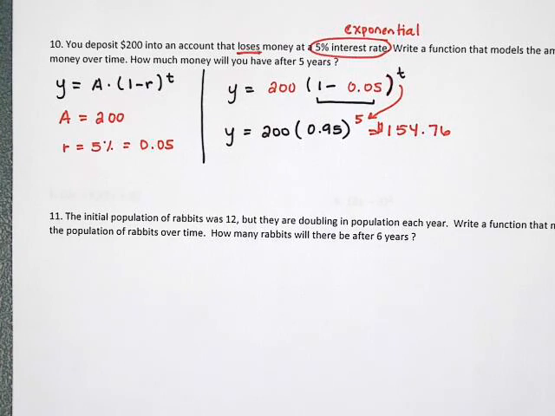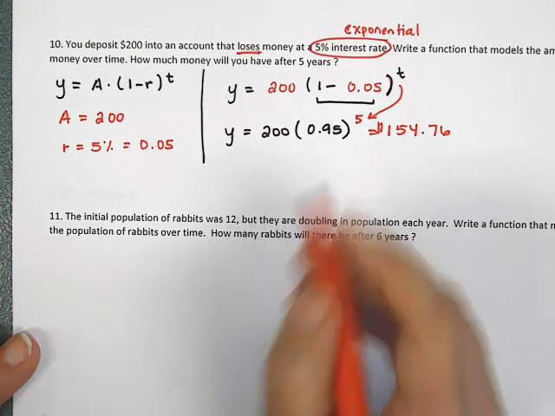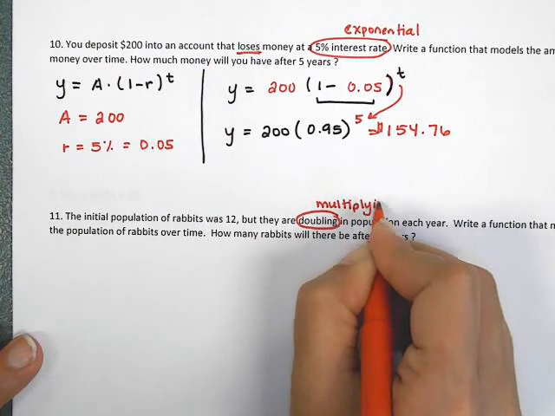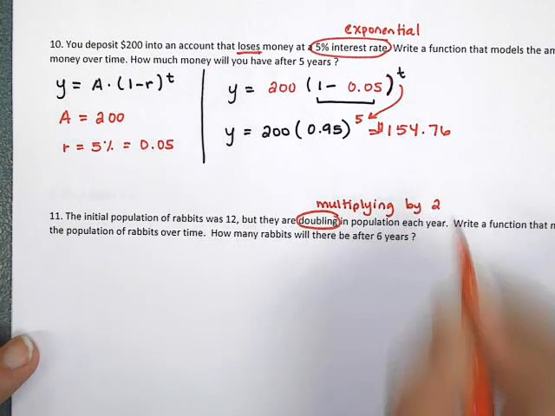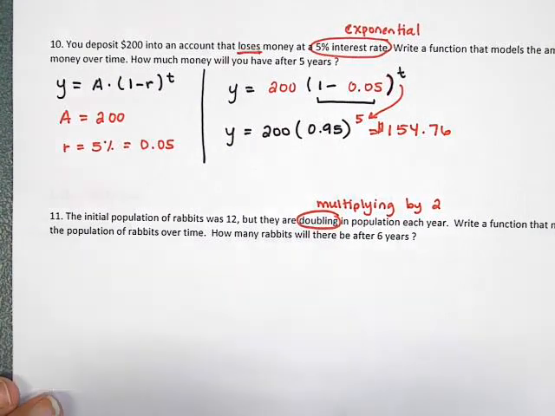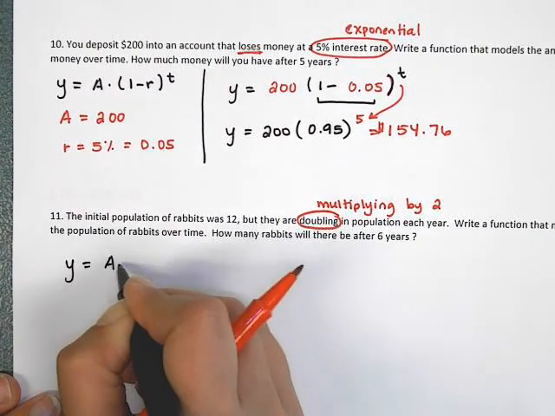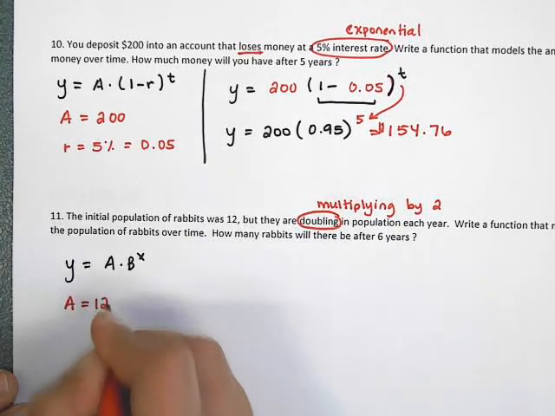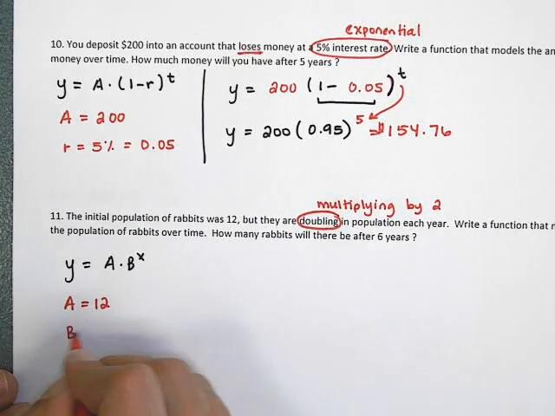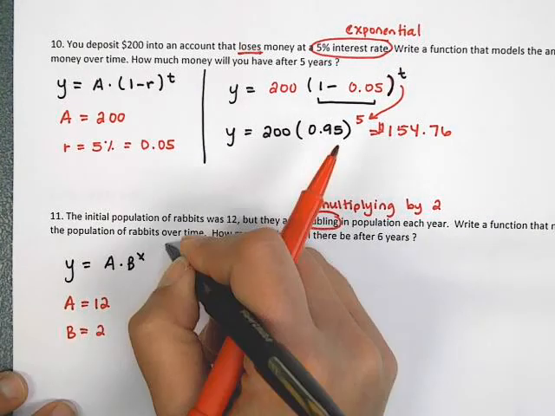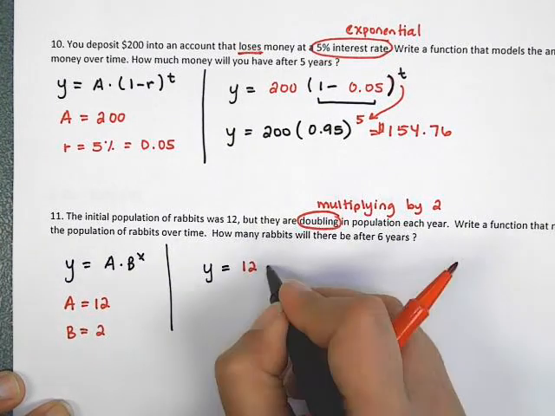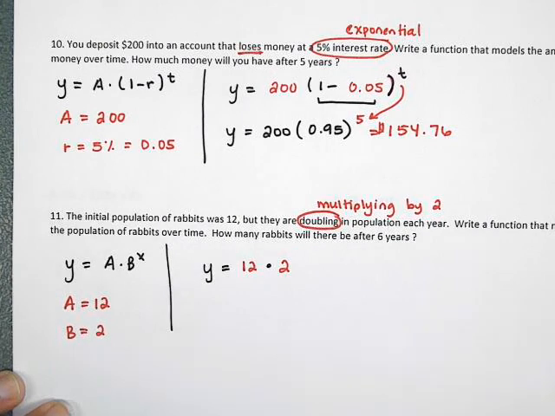Finally, if you have an initial population of rabbits that was 12, but you're doubling in population every year, write a function that models the population of rabbits over time. So because it says the word doubling, that means you're multiplying by 2. So I would use my general exponential equation, a times b to the x. A, which is your initial amount, was 12. B, which is how much you're multiplying by, would be 2. So you would have y equals 12 times 2 to the x power.